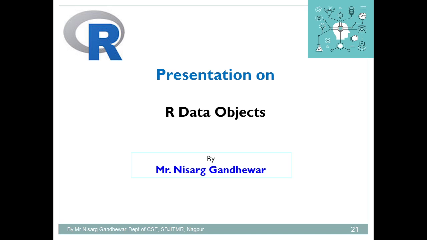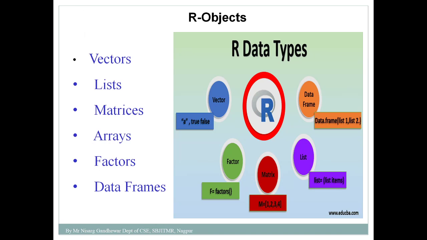Now our topic today is R data objects. Somebody will also say that they are data types in R. So what are the different data objects available in R? One is a vector, list, matrices, array, factor, and data frame. These are the 6 different data objects which are available in R. Sometimes they are also called R data types.